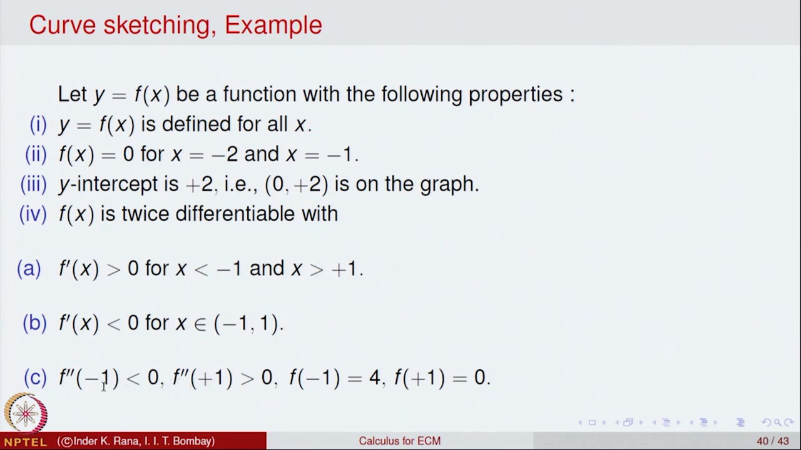That indicates that at the point minus 1, it is increasing and then decreasing, and it is differentiable. So, that means the derivative at this point must be equal to 0. That will tell you that minus 1 is a point of local maximum, plus 1 is a point of local minimum, and these are the values at those points.